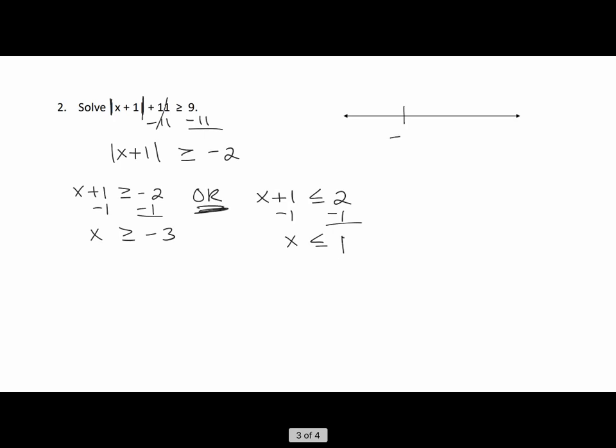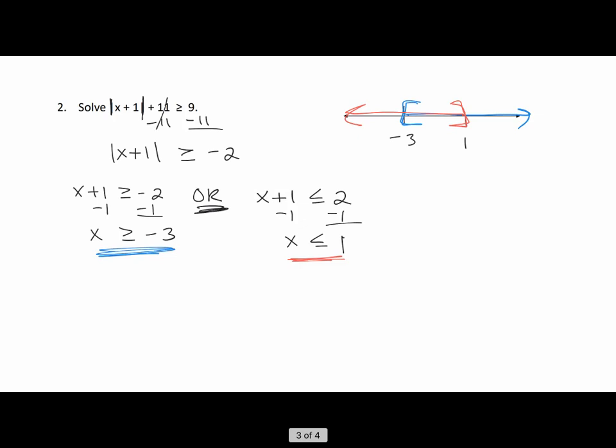So let's put the -3 and the +1 on the number line. And let's graph those. I'll do different colors so you can see. So greater than or equal to -3 is looking like this. And less than or equal to 1 is looking like this. So what would be the union of those two sets?